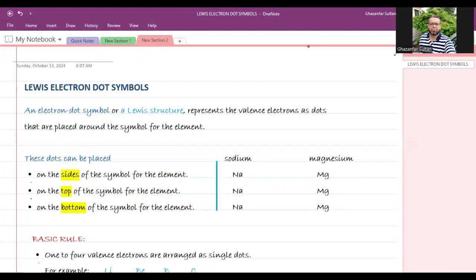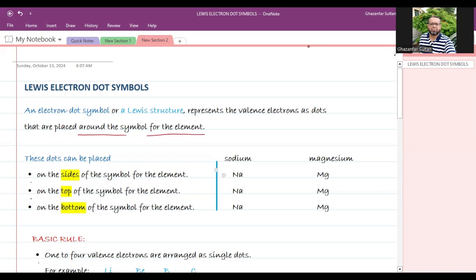Dear student, today our topic is Lewis dot electron dot symbols or the Lewis structure. What are these? Actually, sometimes in chemistry we need to write the dots or represent the valence electrons of certain elements. So an electron dot symbol or a Lewis structure represents the valence electrons as dots that are placed around the symbol of an element.